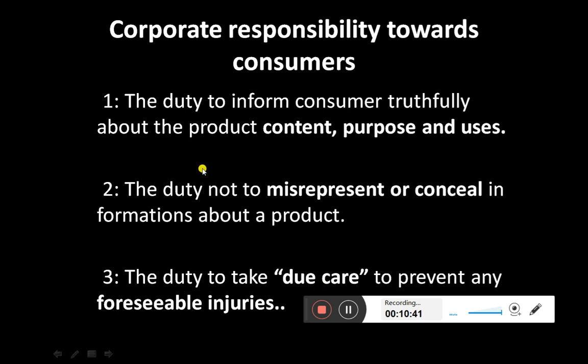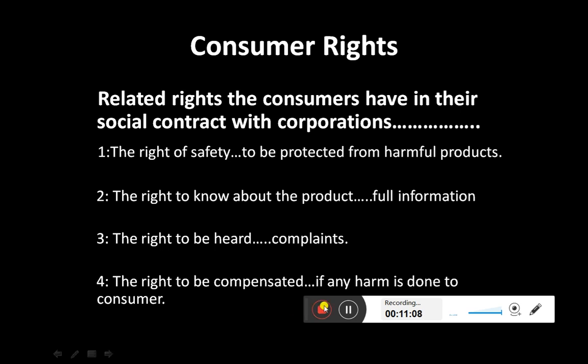Now, US corporate responsibility: first, they provide the full piece of information, contents, purposes and uses. Then they shouldn't provide misrepresentation, unclear or false information about the product. And then they provide extra care for the customers to prevent any unforeseeable injuries. Hope, inshallah, the idea is clear.